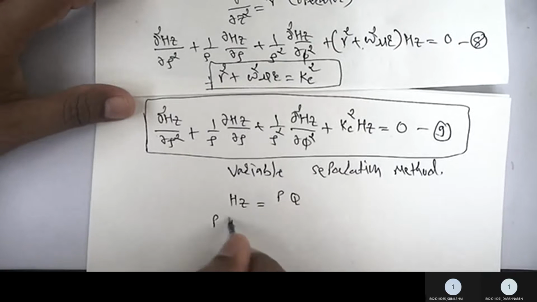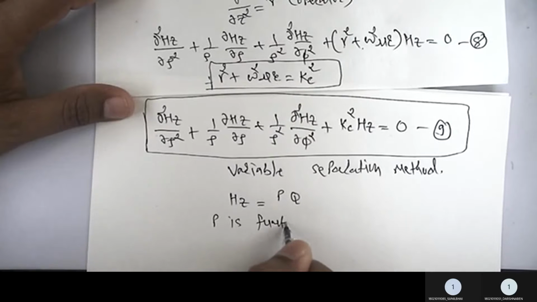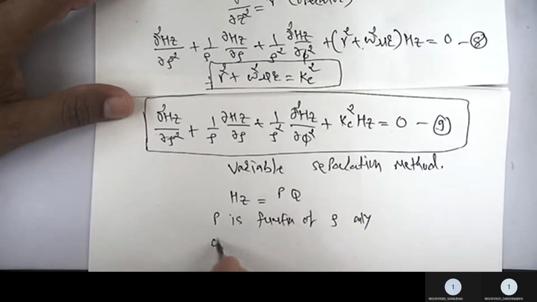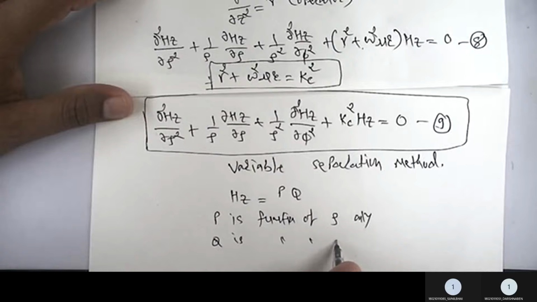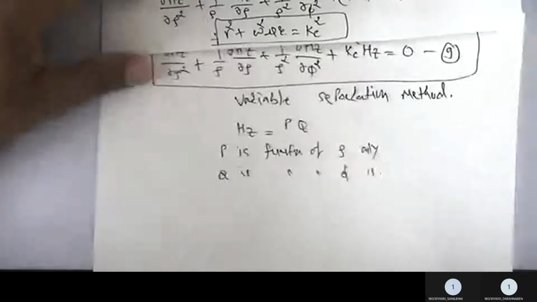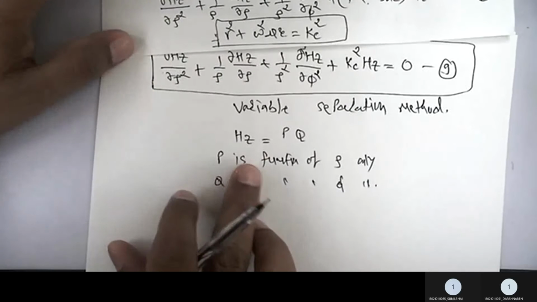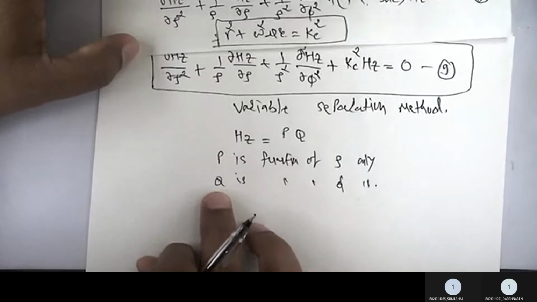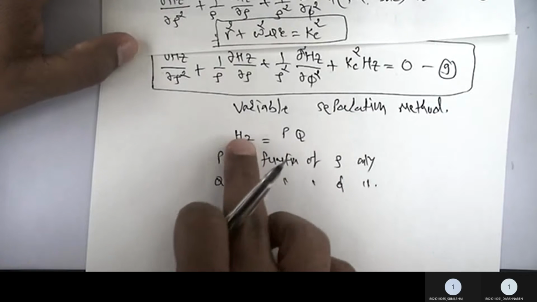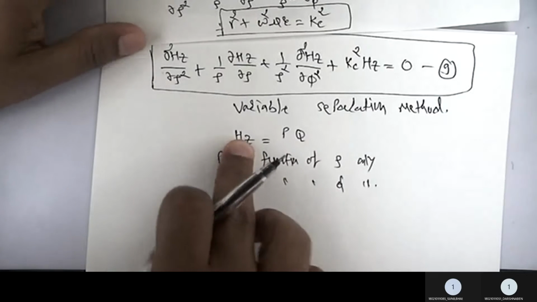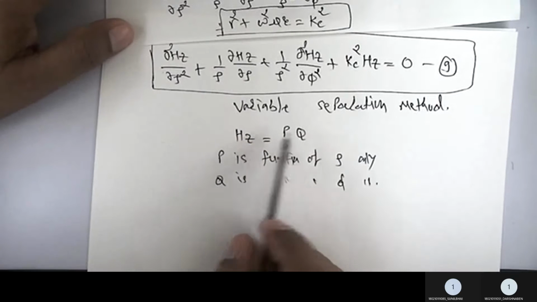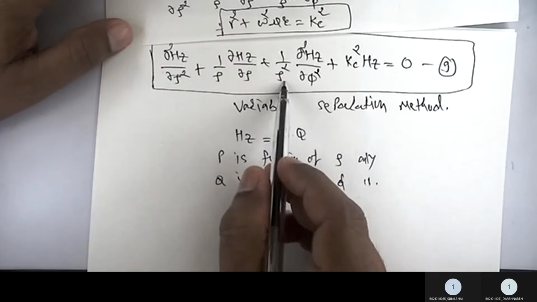Then this p is a function of, for example, rho only, while q is a function of phi only. So what does it mean? It means that if we can find this p variable and q variable and multiply the results of p and q, then we will ultimately get h of z. So let us now substitute this h of z, this pq, in our expressions.